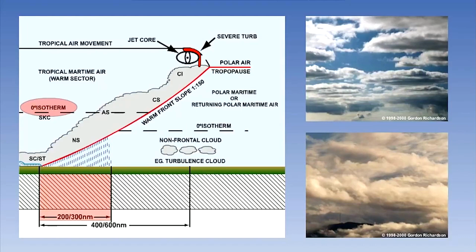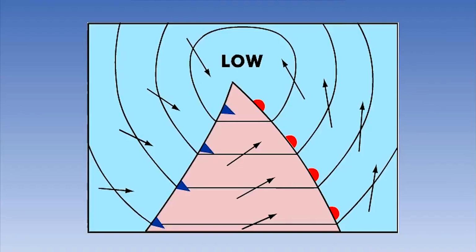The 0-degree isotherm also lifts to a higher level in the warm air behind the front, and notice also the fold or break in the tropopause and the position of the jet stream. In this picture, the jet is coming out of the diagram towards us. We've considered the cloud ahead of a warm front, but what happens to the other elements of the weather?